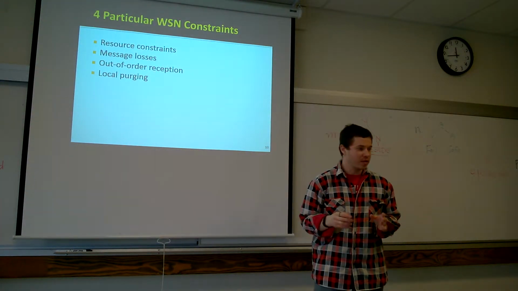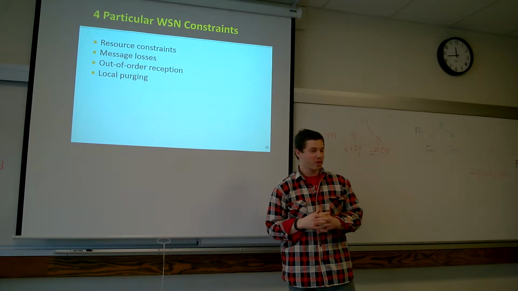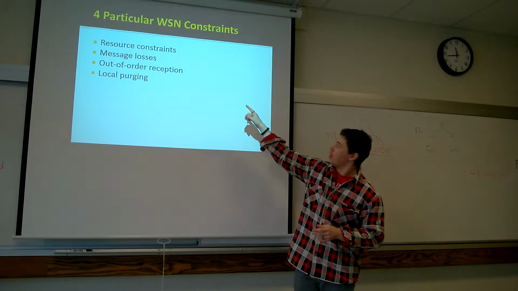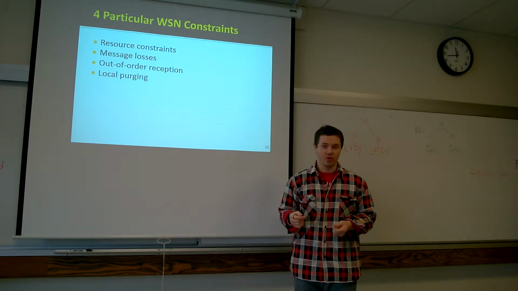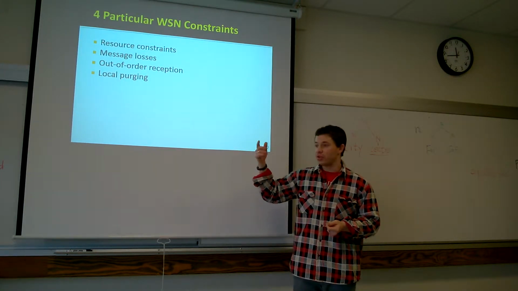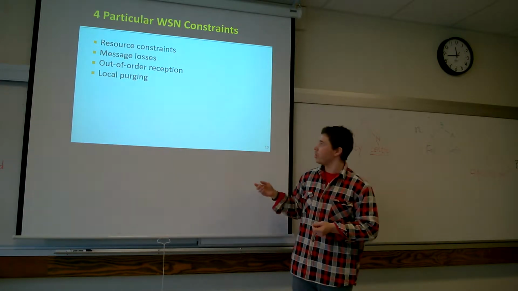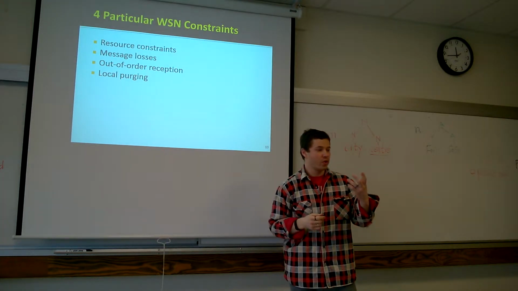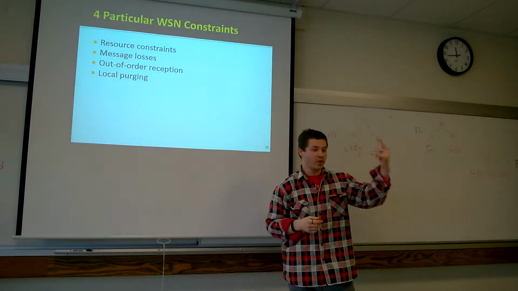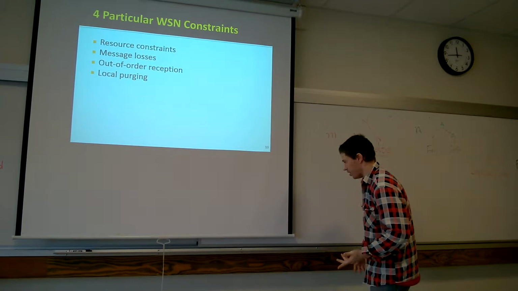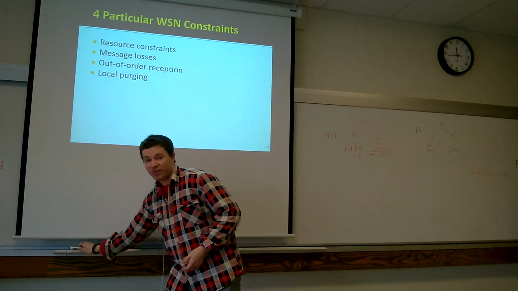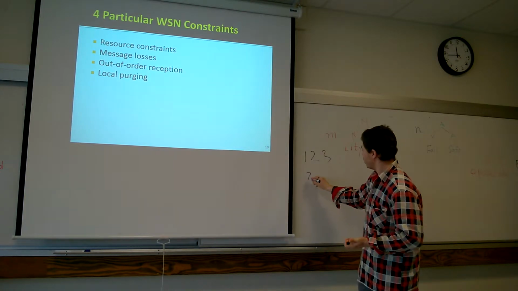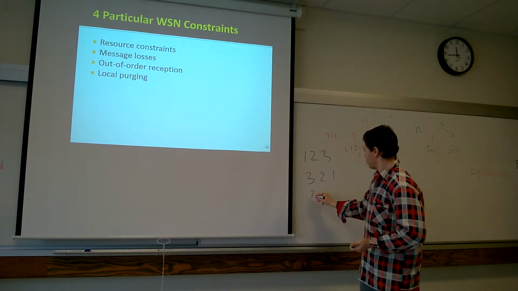Right, and then they highlight 4 particular wireless sensor network constraints. First of all, you have resource constraints on the hardware; message losses, which we discussed already, unreliable connection; and out of order reception, that's an interesting one. Your node is sending messages 1, 2, 3, and they can arrive in a different order. You send 1, 2, 3, you get 3, 2, 1, or 3, 1, 2.